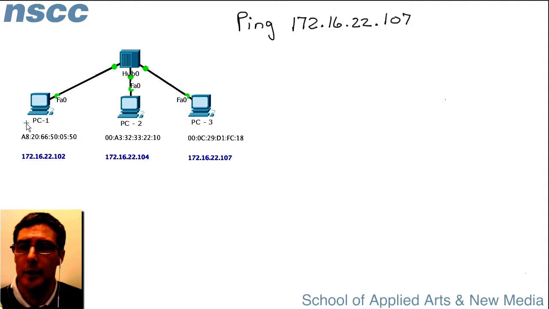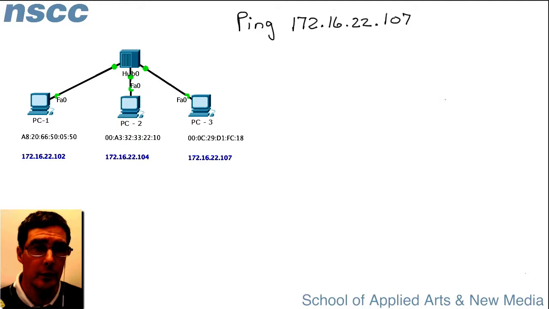So let's suppose we're on PC1 and we have a command window up and we type ping 172.16.22.107. So I want to send an echo request, or a ping packet, to PC3. When it gets the packet, it'll respond with the same information it was sent. And ping is used mostly to find out if a workstation is active and operating properly.